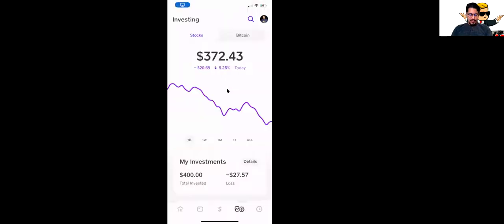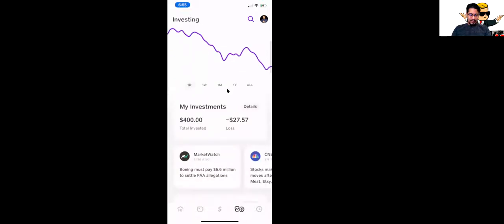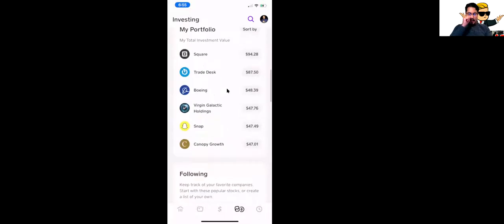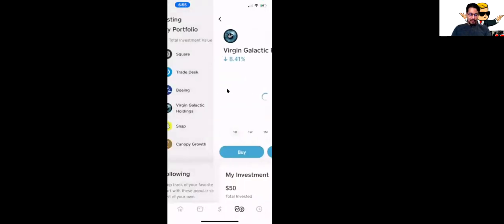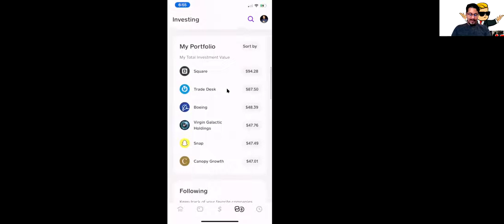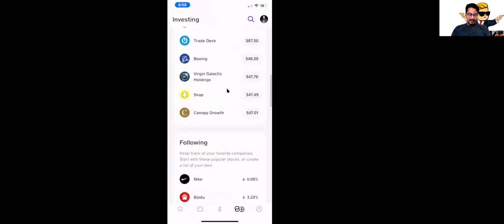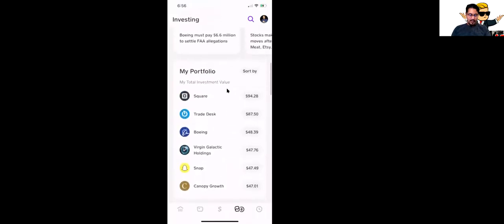Okay, there you go. This is my Cash App account. You can see I invested $400, and I am down $27.57. But you can see here this is my total portfolio. I own Square. I bought $94 worth of Square. I own Trade Desk. I bought $100 worth of Trade Desk, but I'm down. I bought $50 worth of Boeing, $50 worth of Virgin Galactic, $50 of Snap, and $50 worth of Canopy Growth.